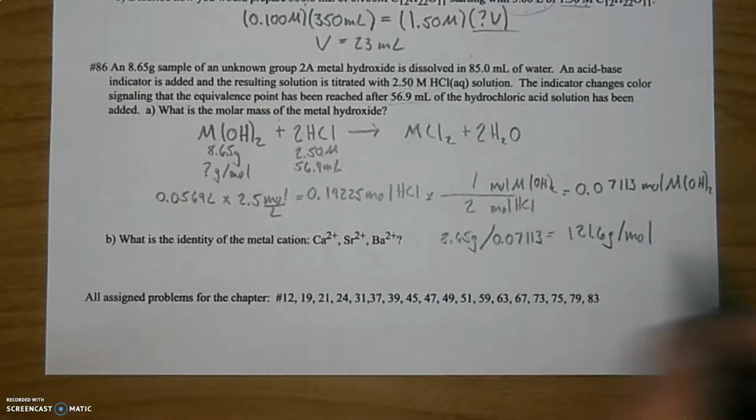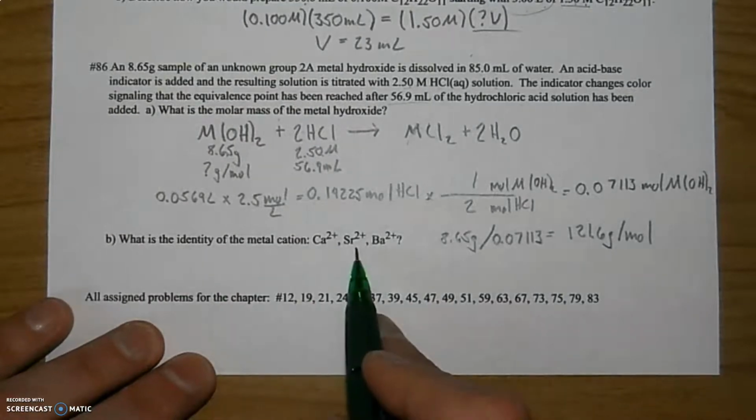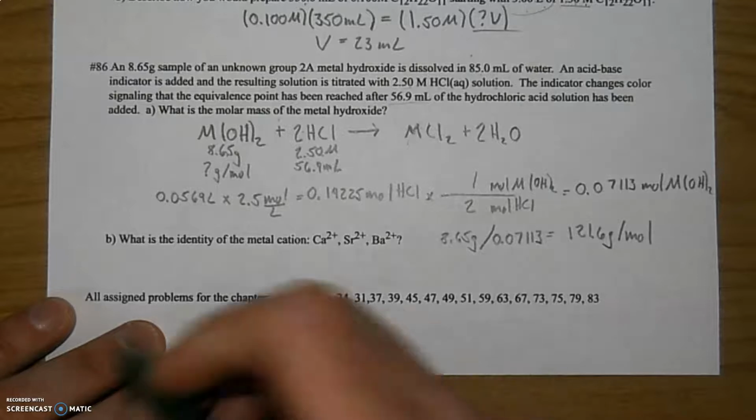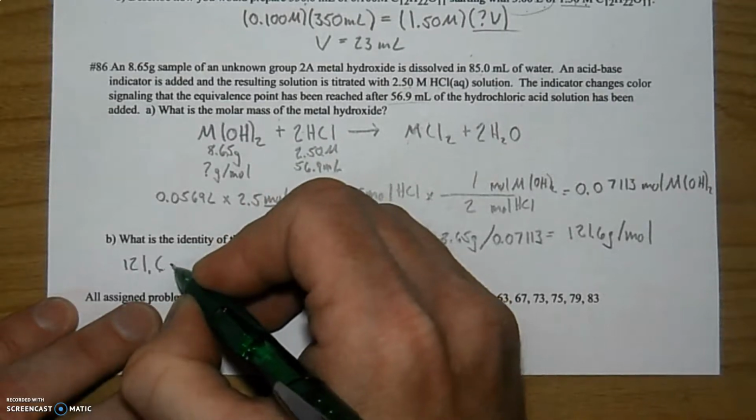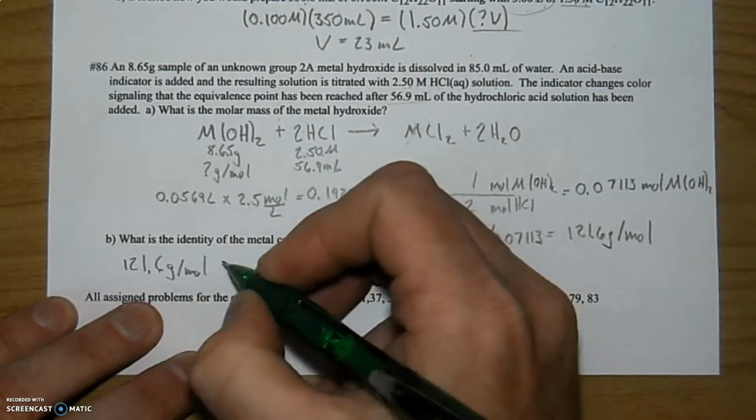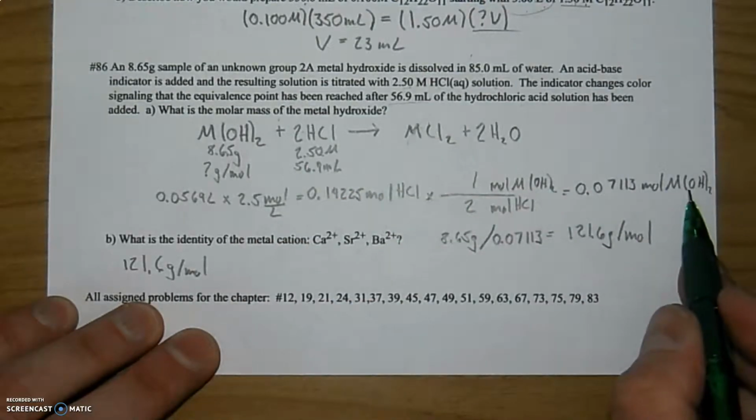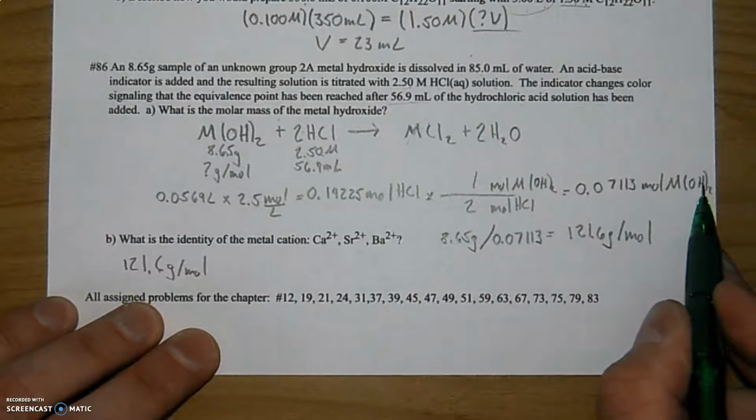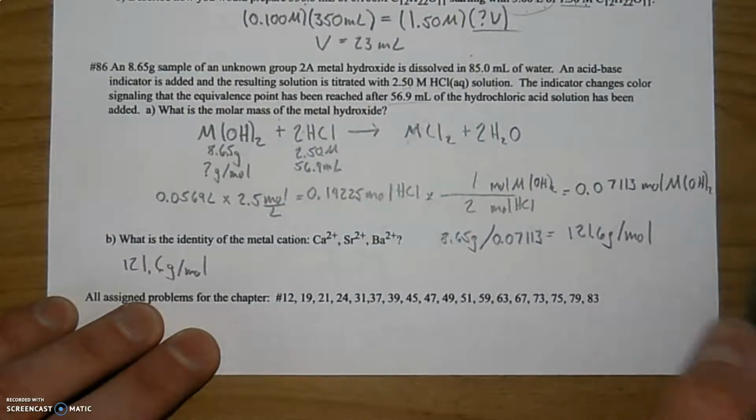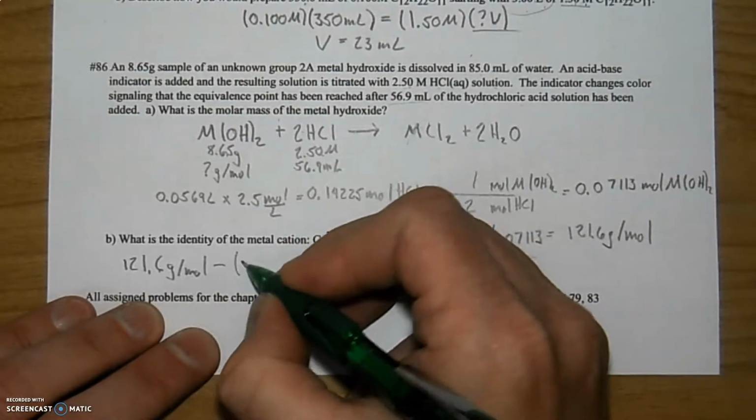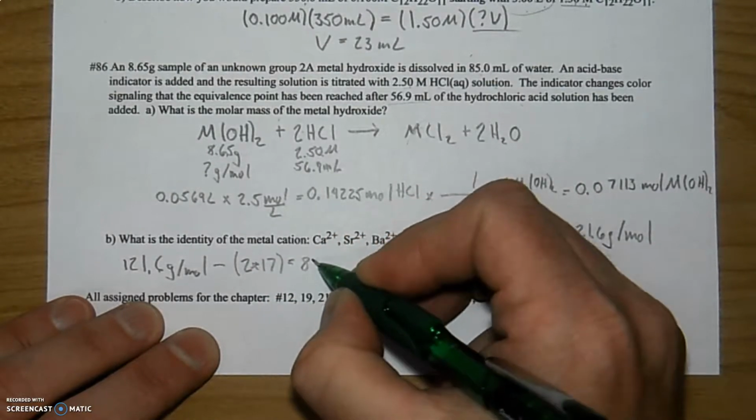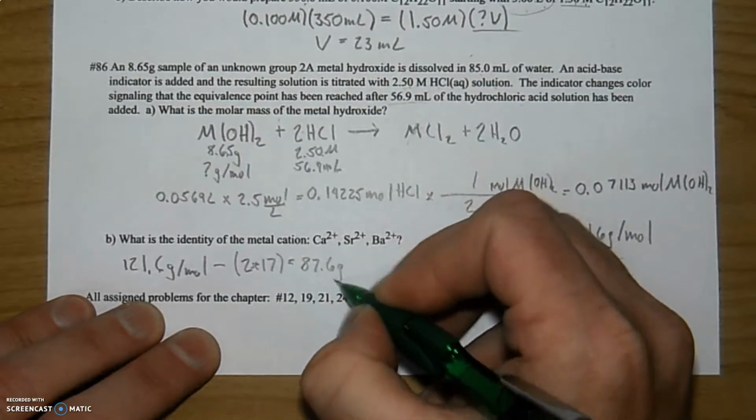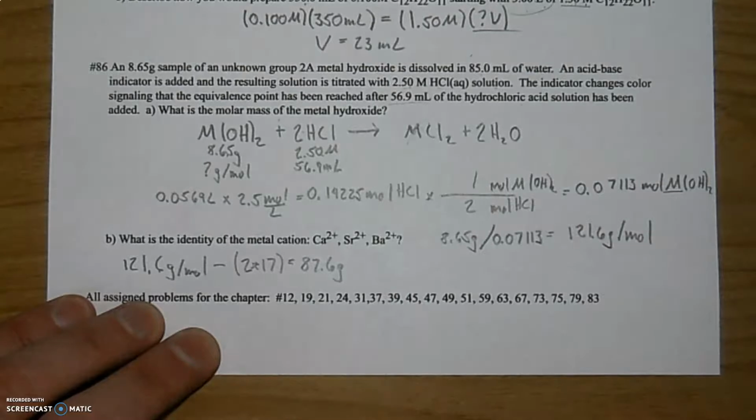All right, so the last part here is figure out what the identity of the metal hydroxide is. To do this, for this total number of moles, grams per mole, I want to subtract off the hydroxide, and the hydroxide is 16 plus 1, but I have 2 of them. So 17 times 2 is 34. So I'm going to say minus 2 times 17. That gives me an answer of 87.6 grams remaining for the unknown metal.